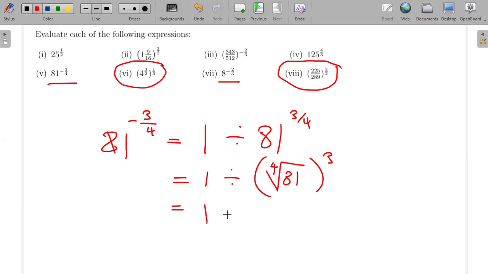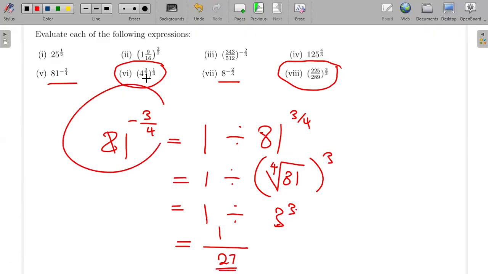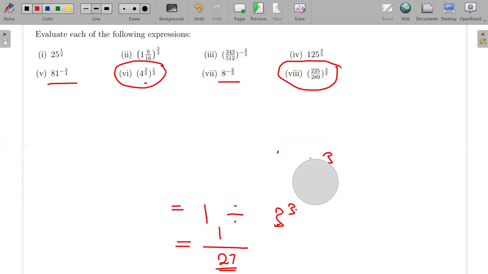So it will be 1 divided by 3 to the power 3. And 3 to the power 3 gives me 27. So this is actually the same as 1 over 27. I'll leave this one for your practice. You can try it out and then send your solutions. I'll move to the next one.